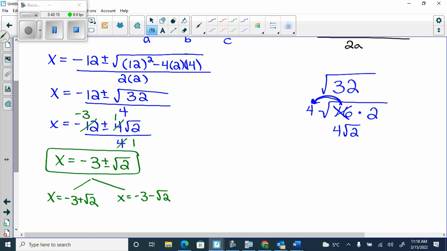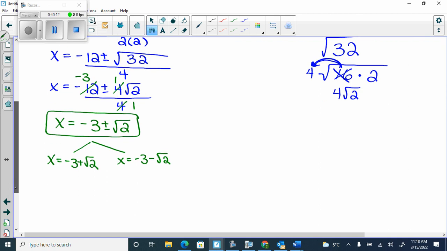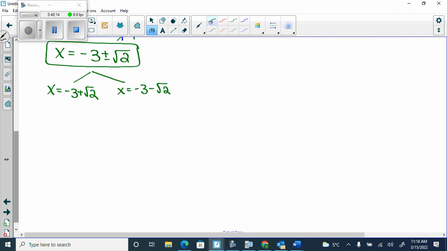We're going to try example 2 now, and then we'll come back and discover what we're learning here. So example 2, I want you to solve this one.